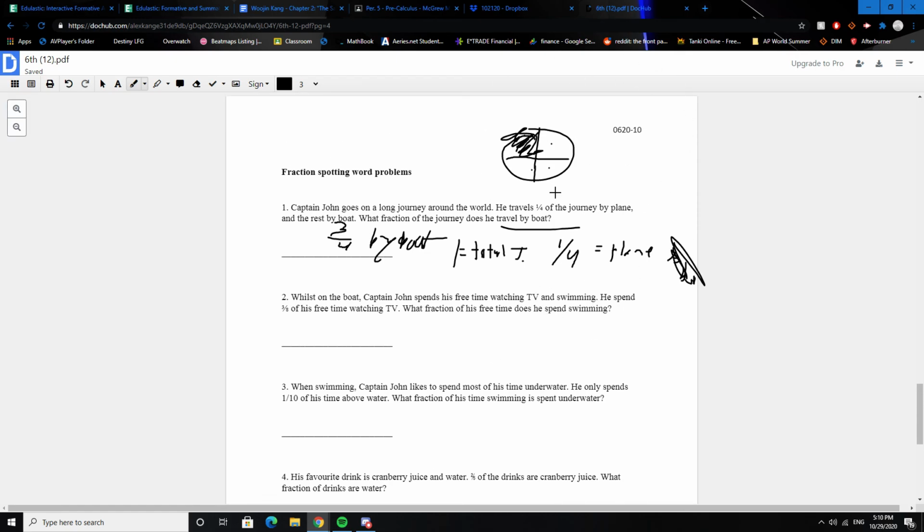So I drew a pie right here to kind of relate the problem, because it is using fractions, and fractions are so relative to what they are. I drew the pie and I figured it out from there. So don't overthink these. You got this.